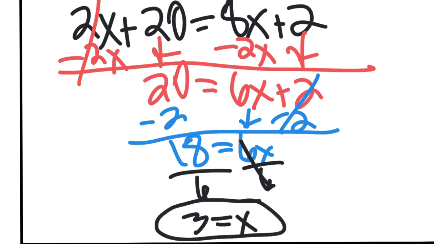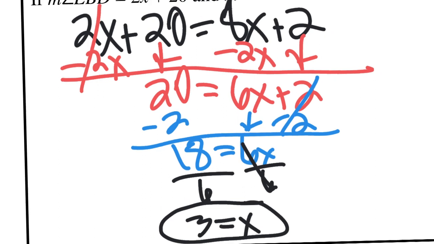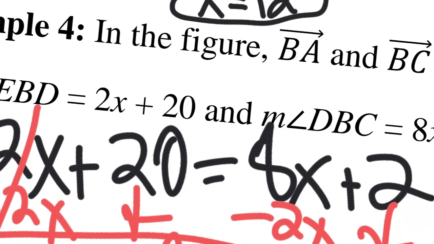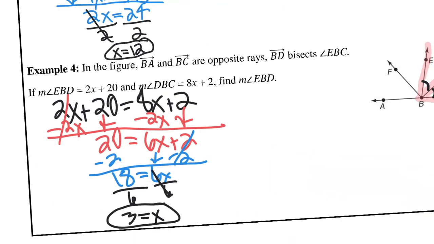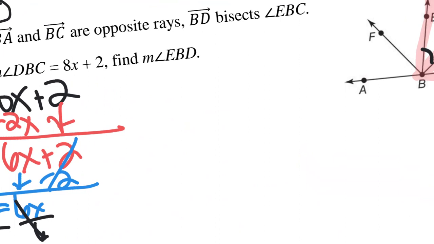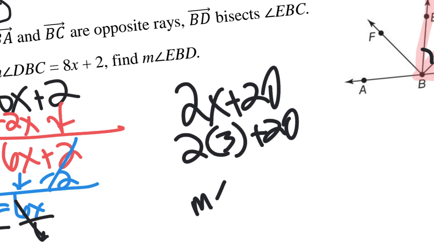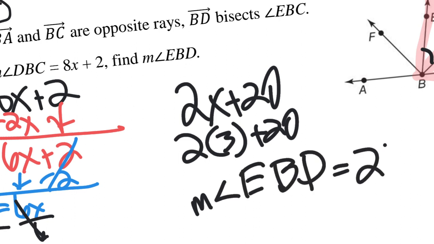Or the way I was writing this, it says 3 equals x, which is the same thing. So we need to find the measure of angle EBD. So I just need to plug it into this 2x plus 20. Measure of angle EBD is 2x plus 20, but x was 3, so 2 times 3 plus 20. 2 times 3 is 6. 6 plus 20 is 26. So measure of angle EBD equals 26 degrees.